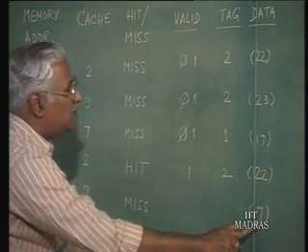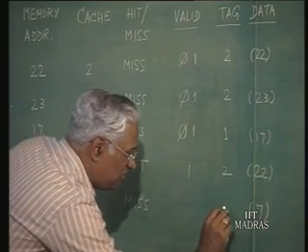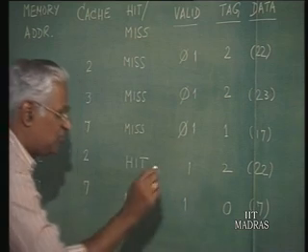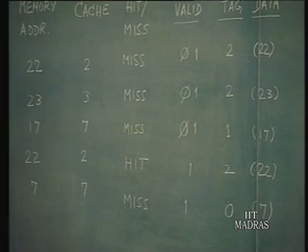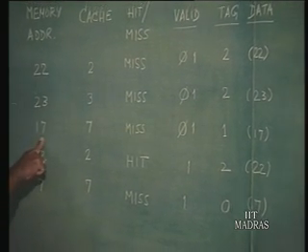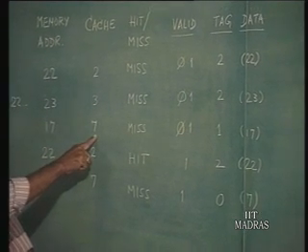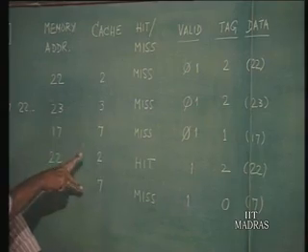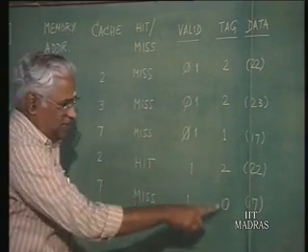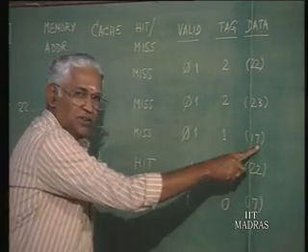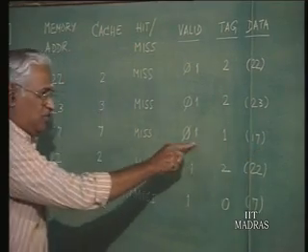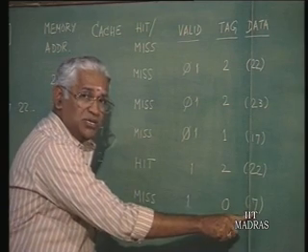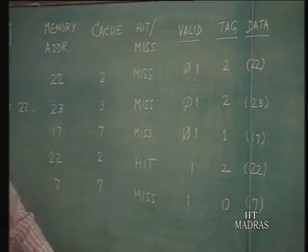Now, 7 is brought in and the tag corresponding to this is 0, and the valid bit is 1. For a moment just take a look at this. Memory address 17, cache location 7; memory address 7, cache location 7. So, these two are distinguished only by the tag. The contents of 17 in this situation are indicated by tag 1, and the contents of memory location 7 are indicated by tag 0, fine.